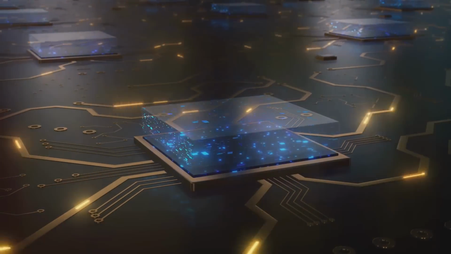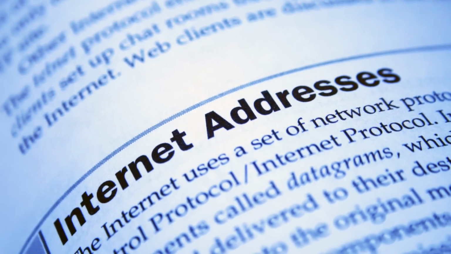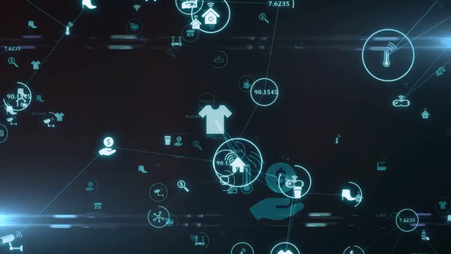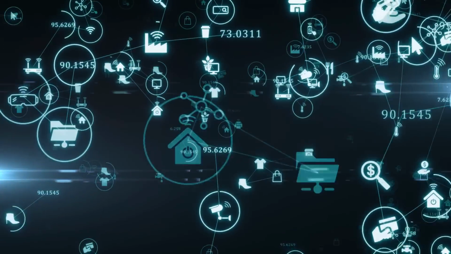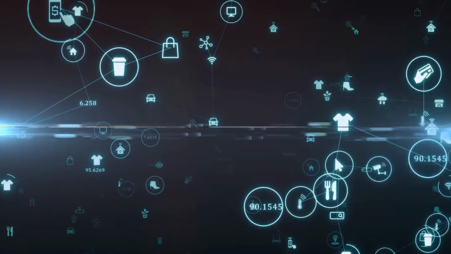Now, TCP and UDP, they're like two different ways of sending mail. And IP addresses, they're kind of like your home address, but for your device on the internet. But don't worry if it's all still a bit foggy. We're about to clear things up. Ready to dive deeper? Let's start with understanding ports and protocols.